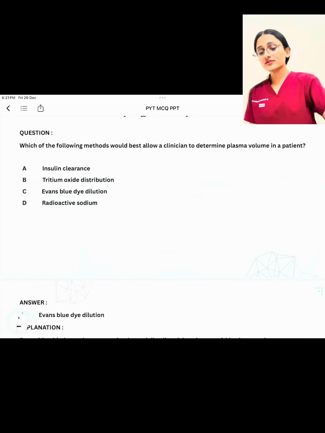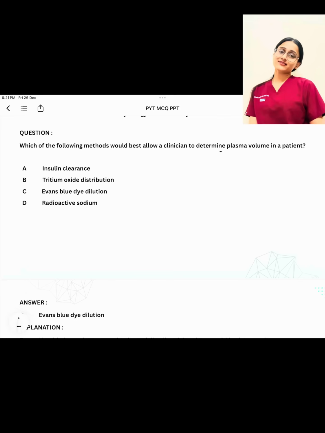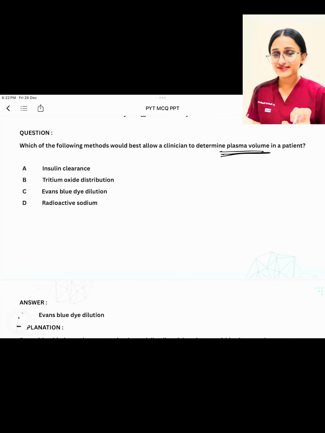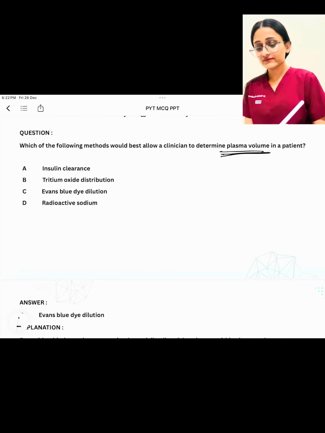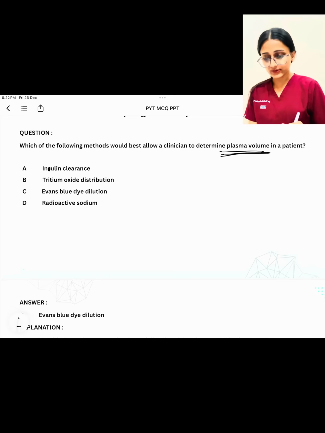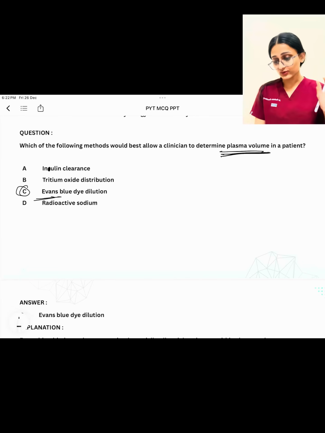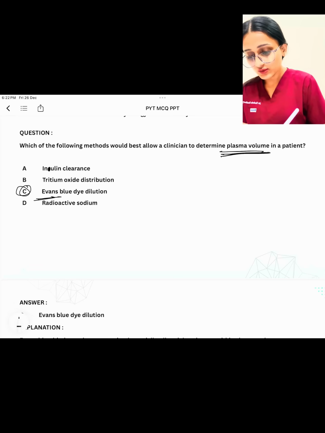Next question is, which of the following methods would best allow a clinician to determine plasma volume? I think by now you should have this one on your tips. We have revised it like 1 or 2 times. Okay, so Evans blue will be the answer. Plasma Evans blue, simple. Okay, so let's see.